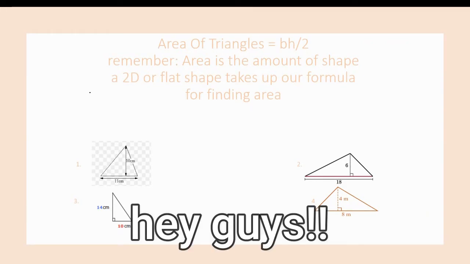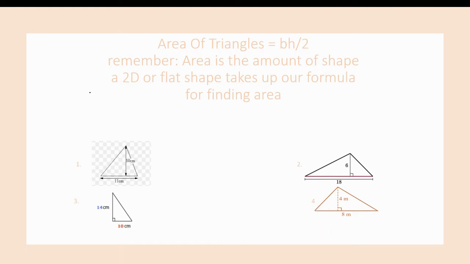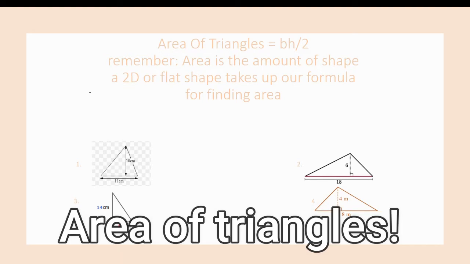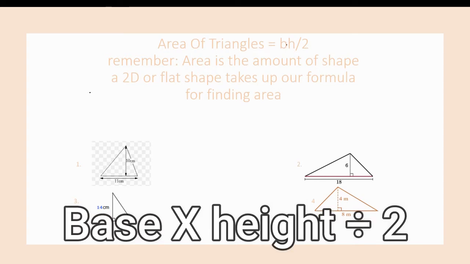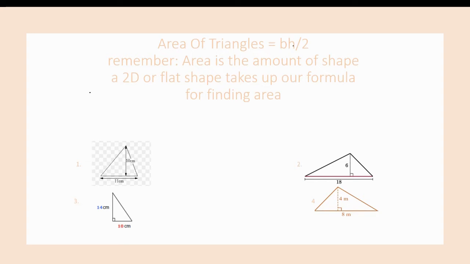So today we're going to be learning about area of triangles, as you can see on the screen. Before we start and solve all the questions, first we're going to read out the formula and the key thing you have to remember, or note. So let's read out the formula first. The formula is base multiplied by height divided by 2. So basically we have to multiply the base by the height and then divide the total by 2.